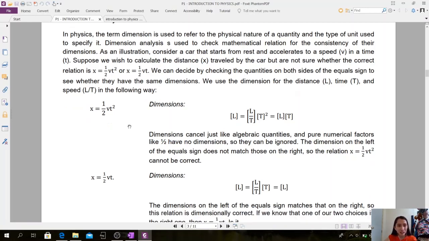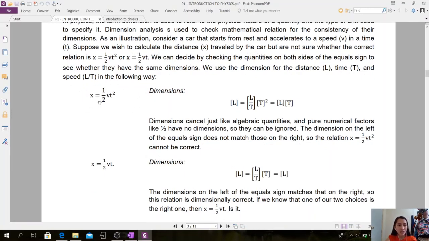So, first, let us analyze this one. x is equal to 1/2 vt squared. Since x stands for the distance traveled by the car, that unit is length. So, we'll write L. And 1/2 is a constant, so that means it is unitless or dimensionless. As for the speed v, we have L over t, since the formula for speed is distance over time. And as for the time, we'll denote that as t. So, canceling out t, we are left with length times time. So, that means hindi consistent yung unit natin.